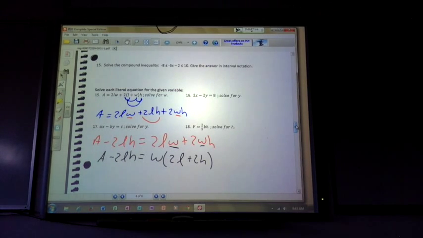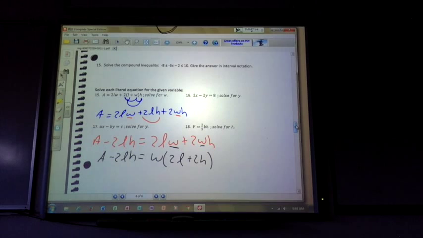So, from the red to the black, that's a tougher step. Agreed? I think that's the toughest stuff that we've seen in this class so far. So maybe if we see that on the quiz, we could work this one together as a class. But let's say you were able to get down to the black region where you have W times the quantity, 2L plus 2H. How would you get W by itself at that black stage?